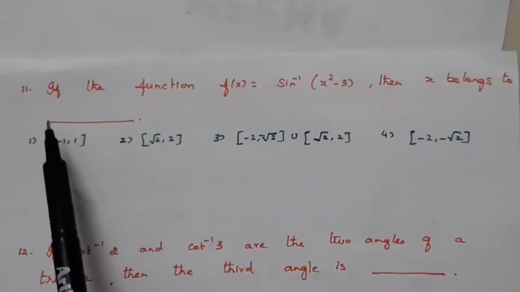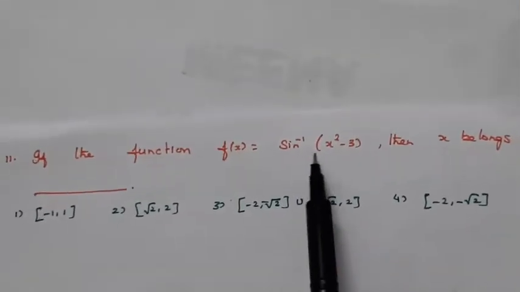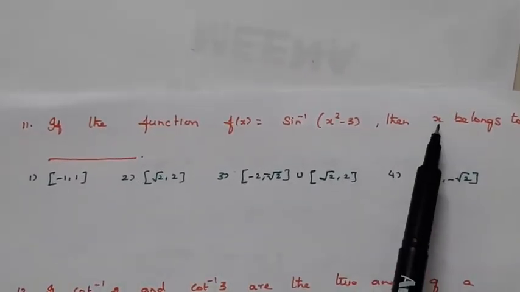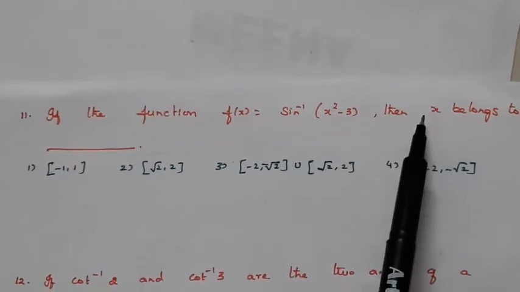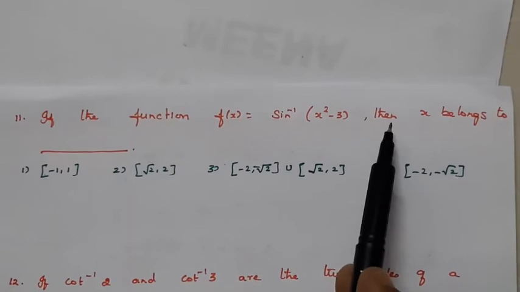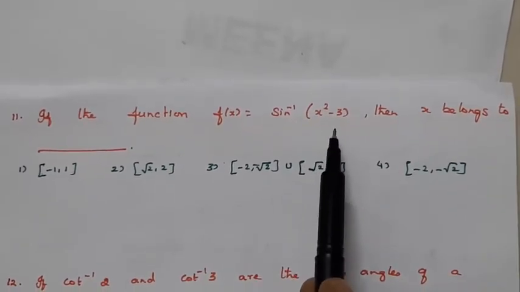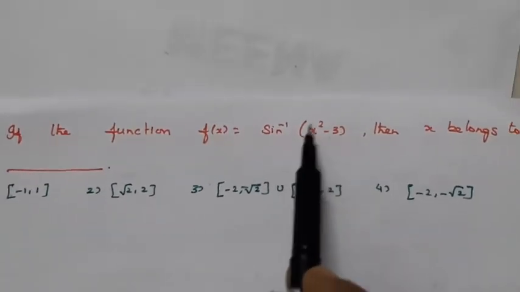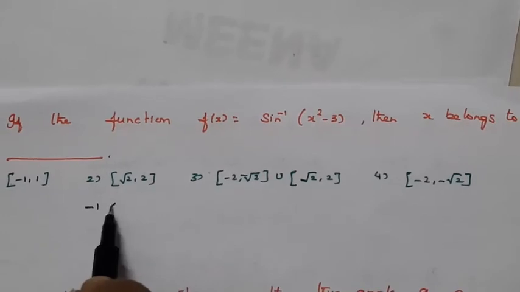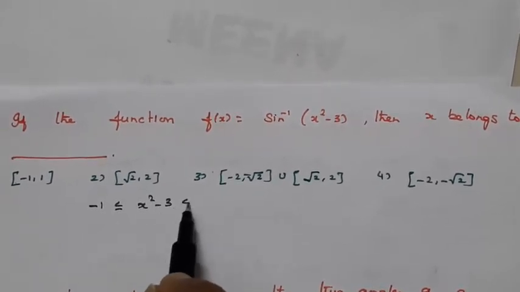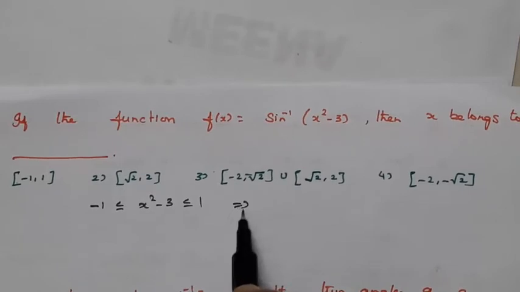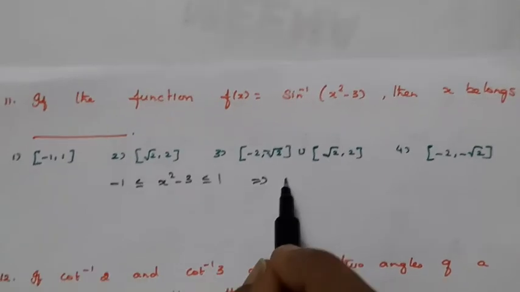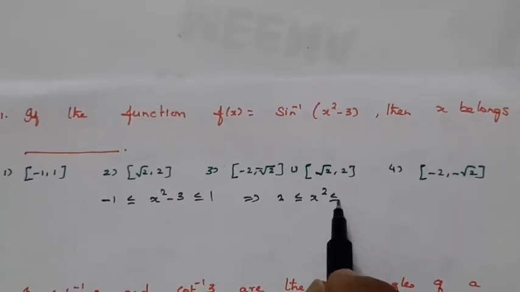Then the 11th one: if the function f of x is equal to sin inverse of (x squared minus 3), then x belongs to dash. That means the set to which x belongs is asked, that is, the domain is to be found. You know that the domain of sin inverse is the closed interval minus 1 to 1. So let us check what the value of x would be if it lies between minus 1 and 1. So minus 1 is less than or equal to x squared minus 3, which is less than or equal to 1. Adding 3 throughout, we have minus 1 plus 3 is 2, less than or equal to x squared, less than or equal to 4.